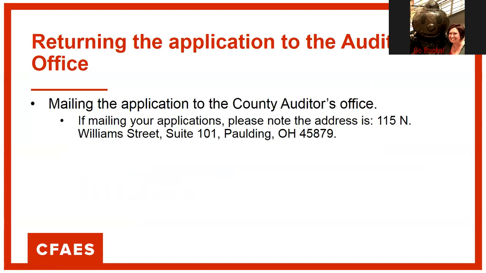If you're going to mail the completed applications into the auditor's office, again, don't forget the postage, and mail your application to 115 North William Street, Suite 101, Paulding, Ohio, 45879.